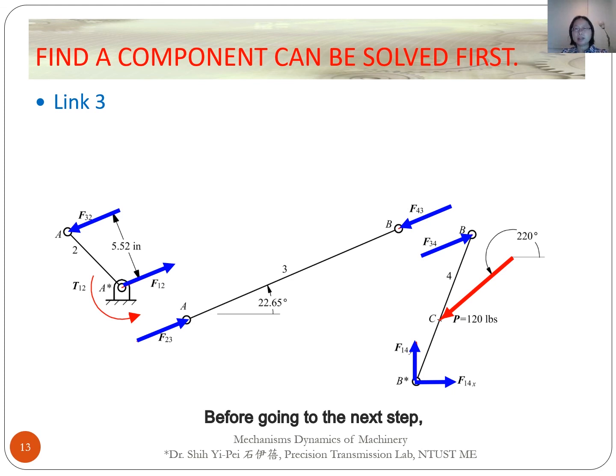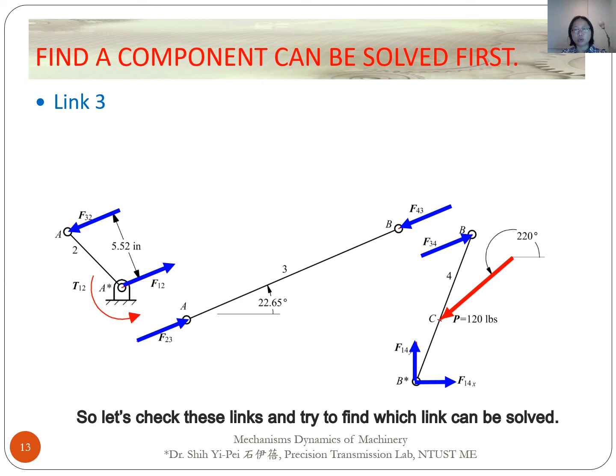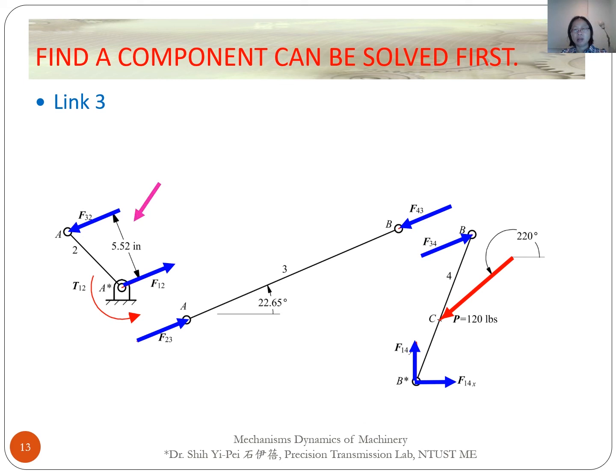Before going to the next step, you need to identify a member that you can solve. Let's take a look at these links. For each link, you have 3 equilibrium equations. So let's check which link can be solved. Let's look at link 2 first. We have 2 unknowns here. Although we have equilibrium equations, we don't have a force value to relate it. Therefore, we cannot solve this link.